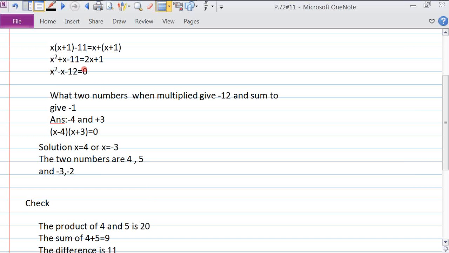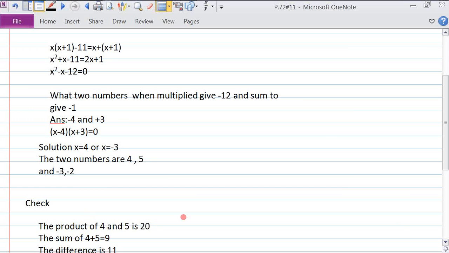We want to factor this. When we factor, it's this. The first times the first gives us the x squared. The minus 4 times the plus 3 gives us minus 12. The inner is minus 4x. The outer is plus 3x, and that gives us minus x. So when we factor this, we make x minus 4 equal to 0. X is 4. X plus 3 equals 0.